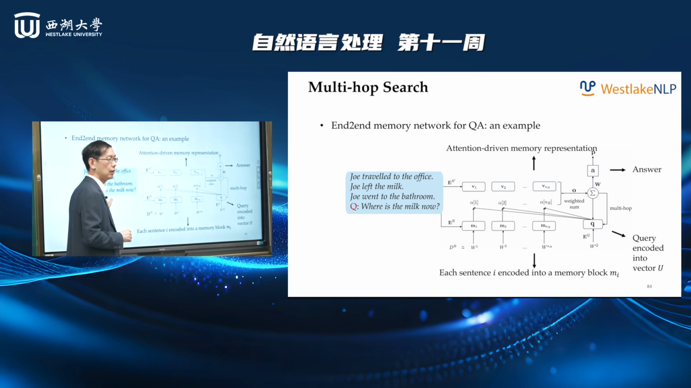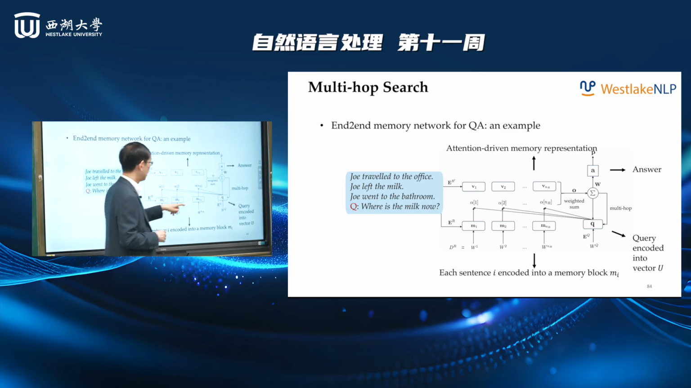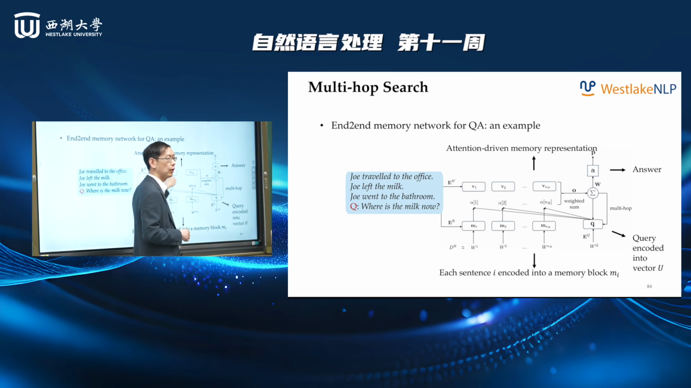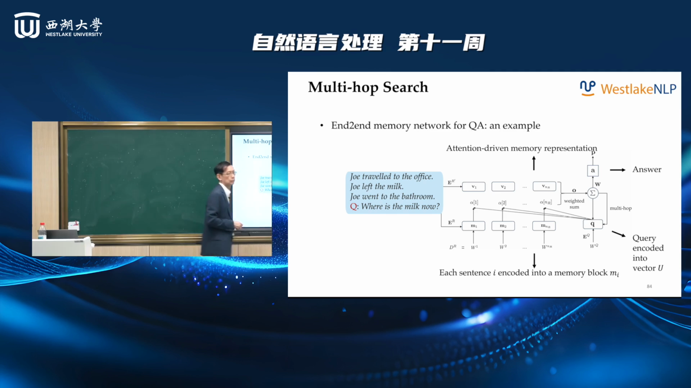But I only read from the memory by using Q to query all these memory vectors into an evidence vector O. Okay? Let's look at the network in details.